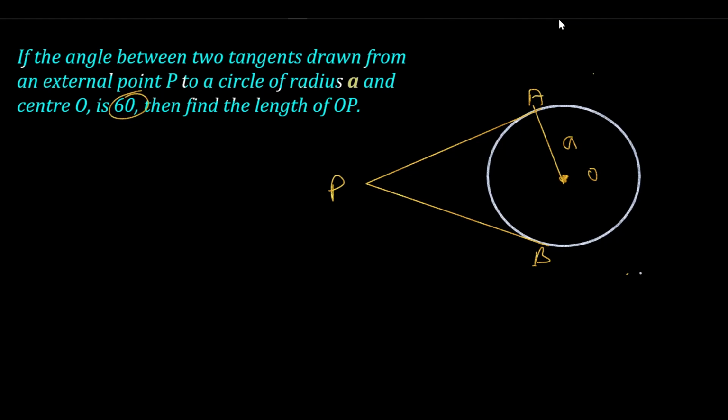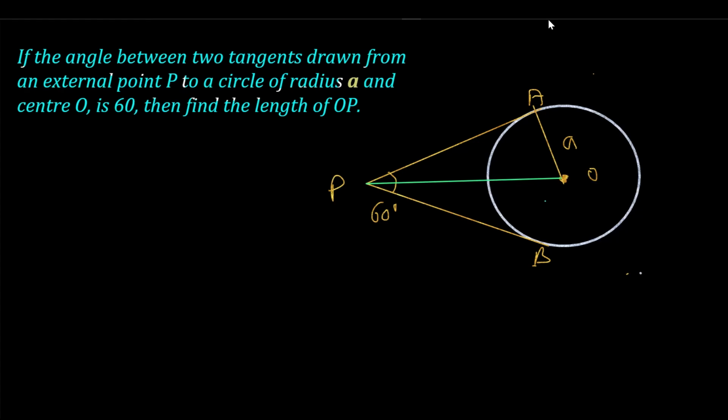And this angle between the tangents is given as how much? 60 degrees. This is 60 degrees. What we have to find is the length of OP. So let's join OP. If I join O with P, this is the length we have to find out.